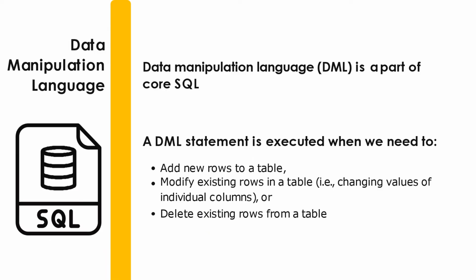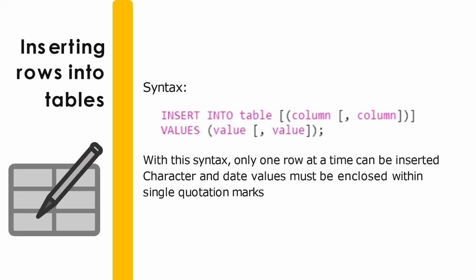Data manipulation language is a part of core SQL. A DML statement is executed when we need to add new rows to a table, modify existing rows in a table, or even delete existing rows from a table. The following is the syntax for us to be able to insert rows into tables. With this syntax, only one row at a time can be inserted. Character and date values must be enclosed within single quotation marks.